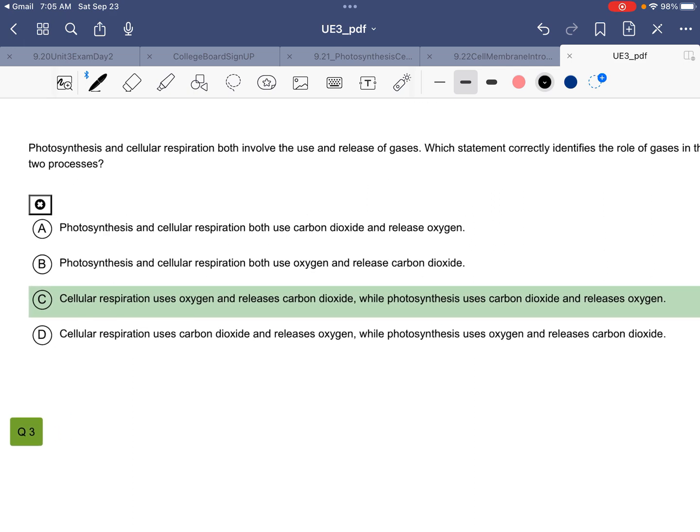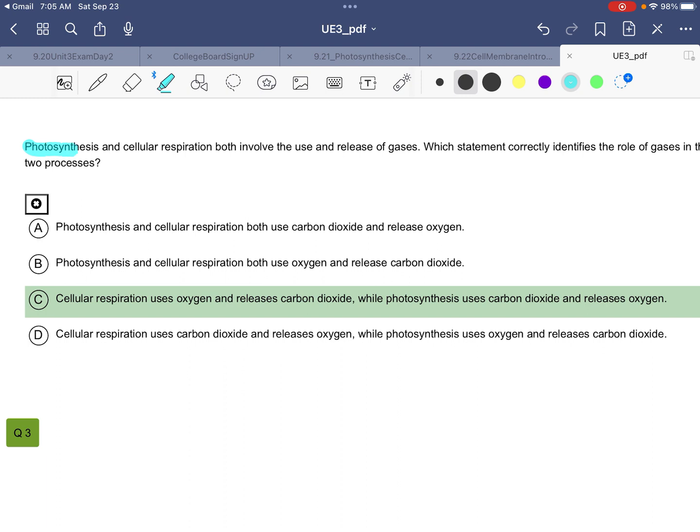Question 2, photosynthesis and cellular respiration both involve the use and release of gases. Which statement correctly identifies the role of gases in the two processes? So here we know that it's talking about gases. The gases that we use for photosynthesis and cellular respiration are oxygen and carbon dioxide. So if you look at photosynthesis, we know that carbon dioxide goes in. It's one of the reactants. It's what it takes from the environment, and it produces our favorite gas, oxygen, right? That is the product, because we love oxygen.